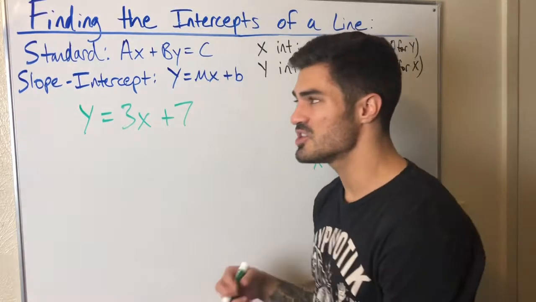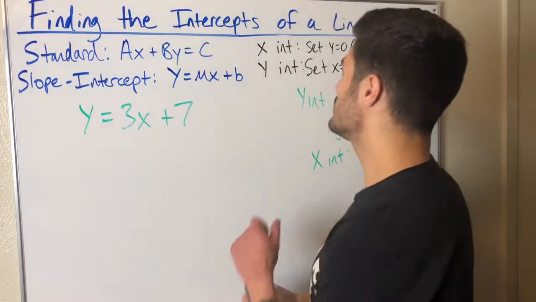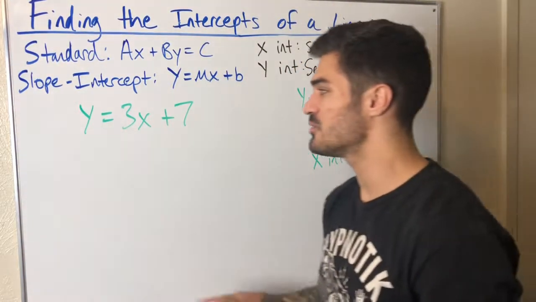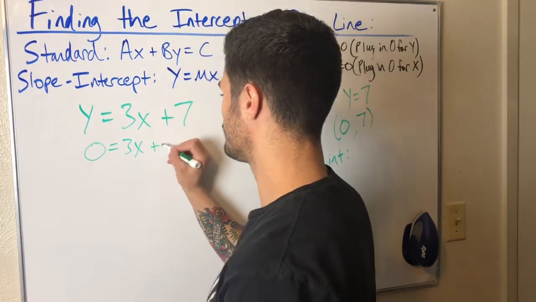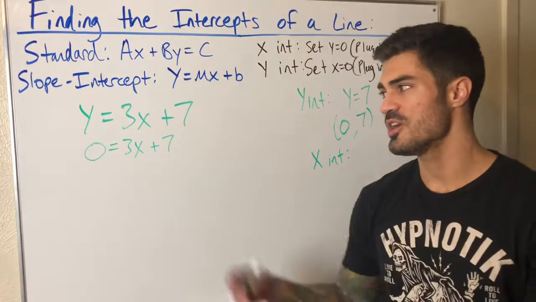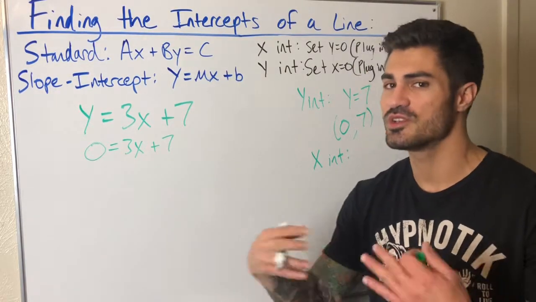So we're going to do the same thing, but this time with the x-intercept. And the x-intercept doesn't jump out at you in slope-intercept form, unfortunately. You have to do a little algebra. So for the x-intercept, I'm going to set y equal to 0. So I have 0 equals 3x plus 7. So now I just got to do some algebra and solve for x. Basically, I need to get x equals something.